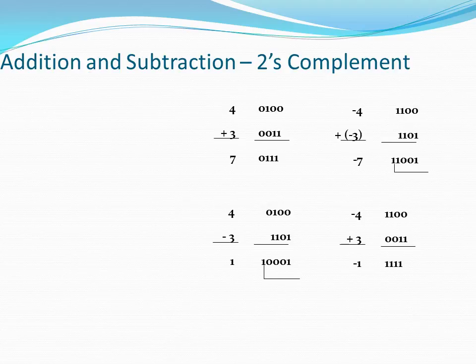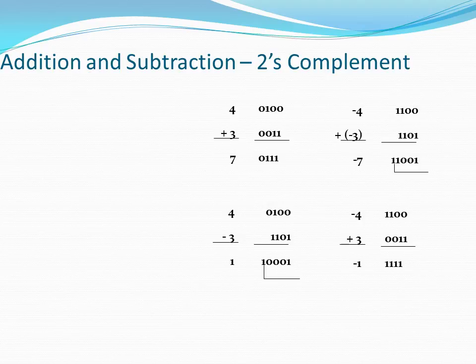Positive numbers have the same representation, so there is no need to bother about how we represent a positive number. The binary representation of plus 4 is 0 1 0 0, and the binary representation of plus 3 is 0 0 1 1. So we can perform the addition operation. There is no problem whenever we perform addition on positive numbers.